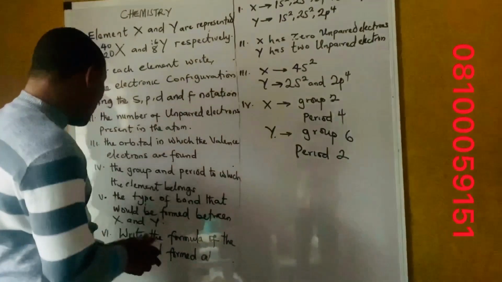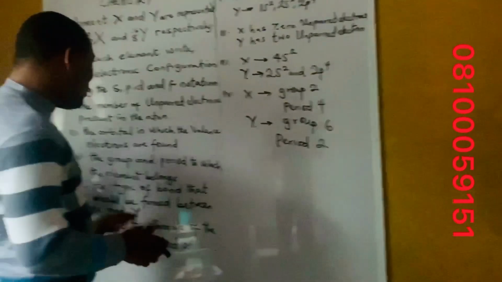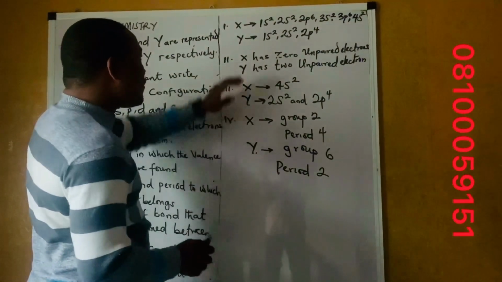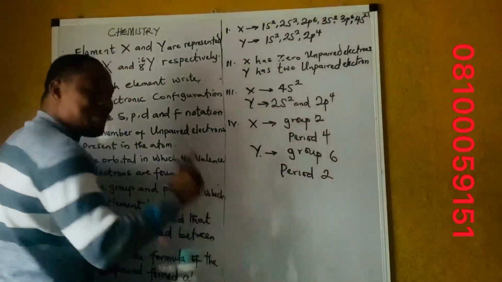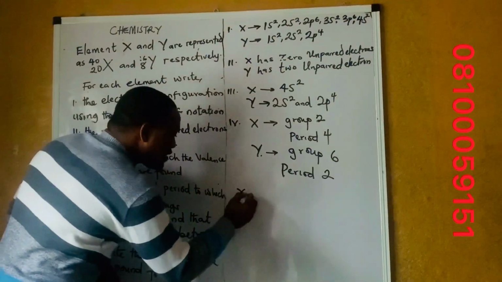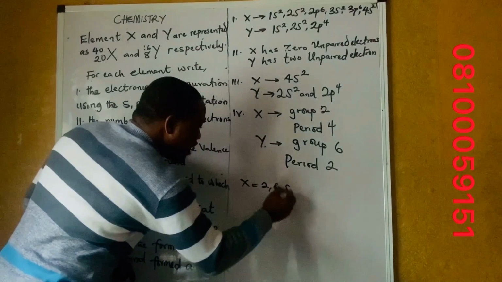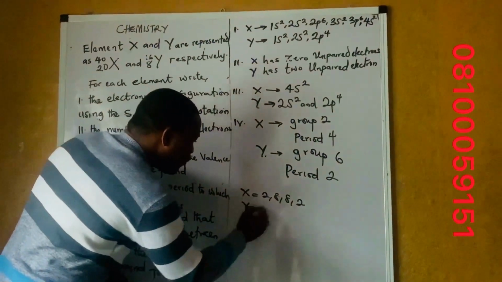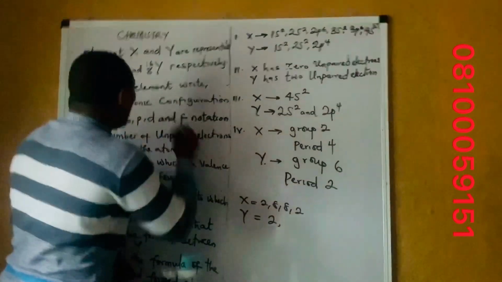I love this question. The type of bond that would be formed between X and Y. Let us look at X. If you look at X as an element, let me explain something here. X is now 2, 8, 8, 2. I'm just explaining the ask of this, reiterating what I've done before. Y will be 2, 6.